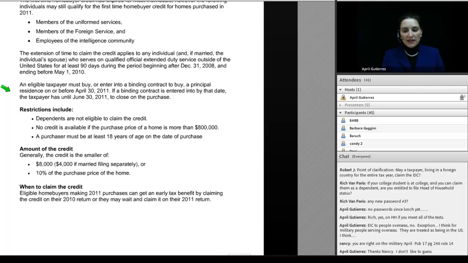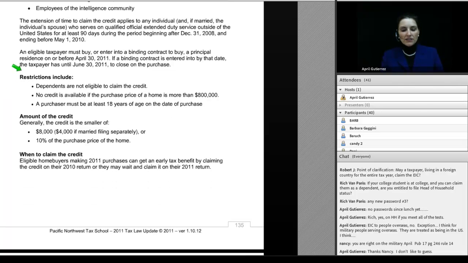An eligible taxpayer must buy or enter into a binding contract to buy a principal residence on or before April 30th, 2011. If a binding contract is entered into by that date, the taxpayer has until June 30th, 2011 to close on the purchase.